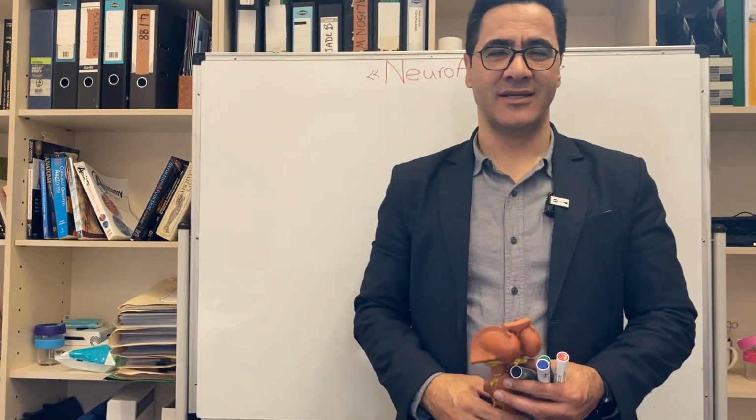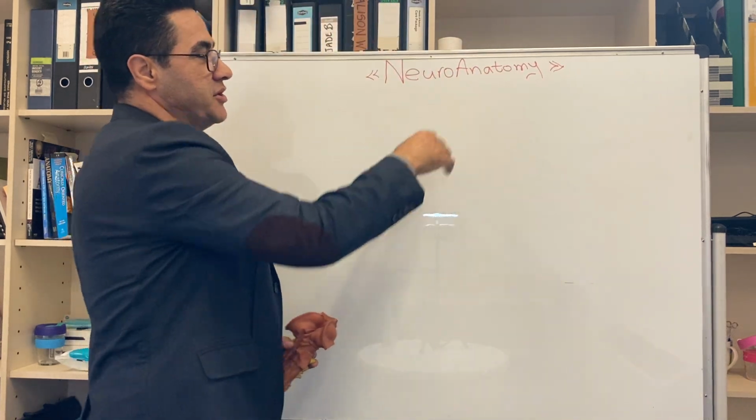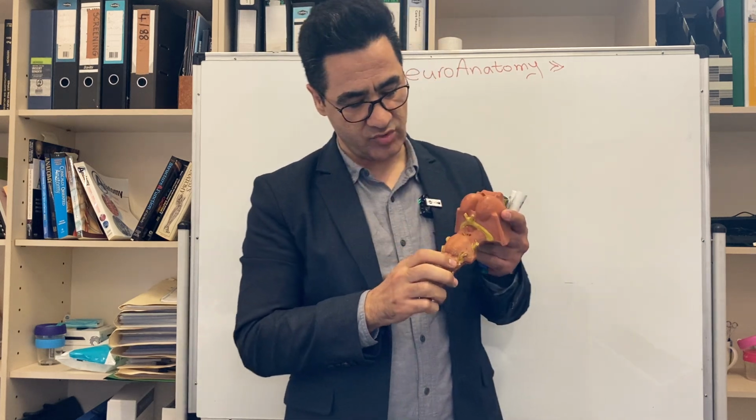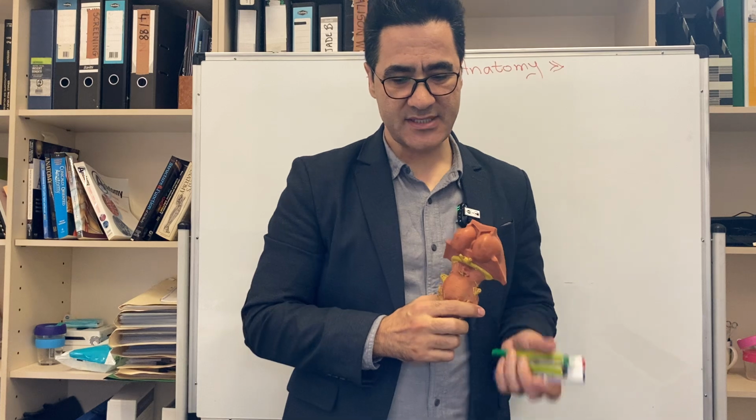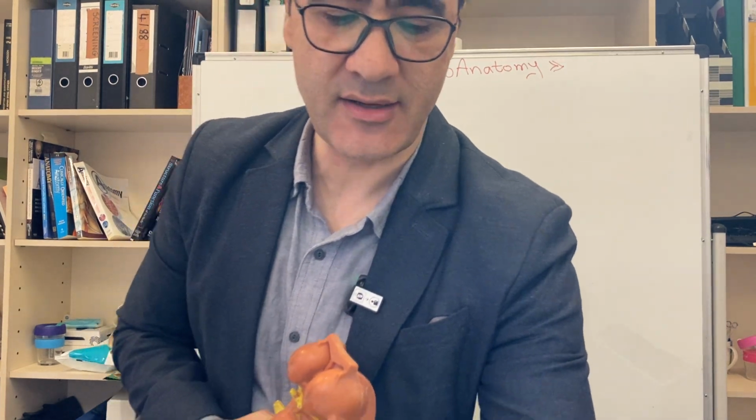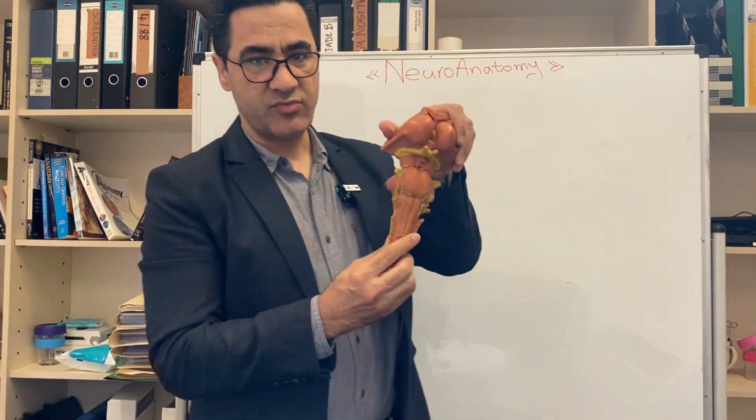Hi everybody. Today I'm going to talk about the neuroanatomy. Specifically, I'm going to speak about the brainstem. This is the brainstem. As its name suggests, it acts like a stem and brain sits on top of this. So this is the brainstem.